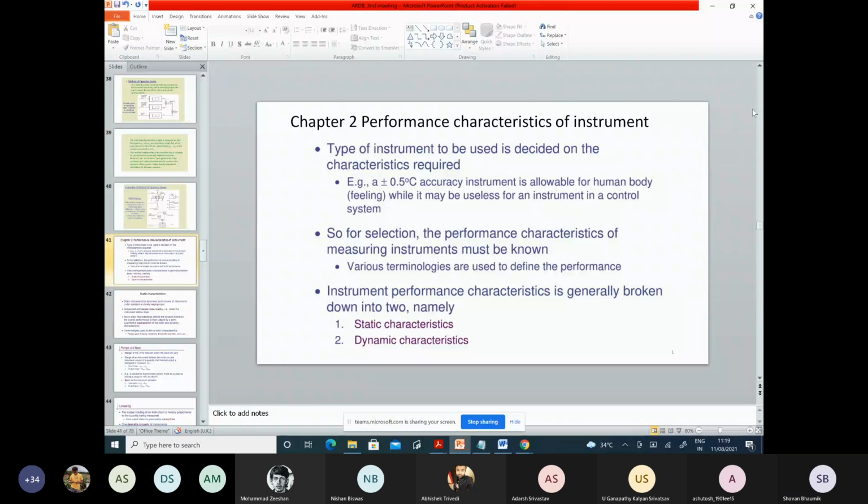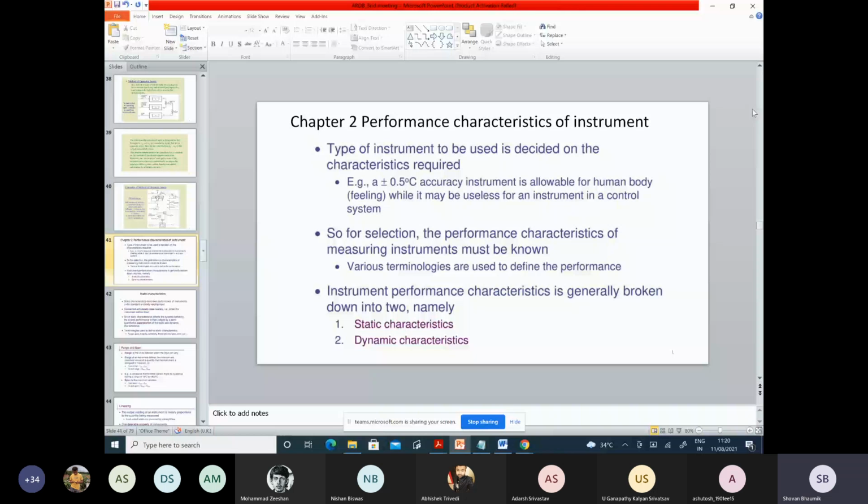First thing is whether your input is static, that means it is not changing with time, or changing with time very, very slowly, that we call a static input. Whether your input is static or dynamic, that means changing very rapidly or quite rapidly with time. So what you want to measure, either static input or dynamic input, that is the first thing.